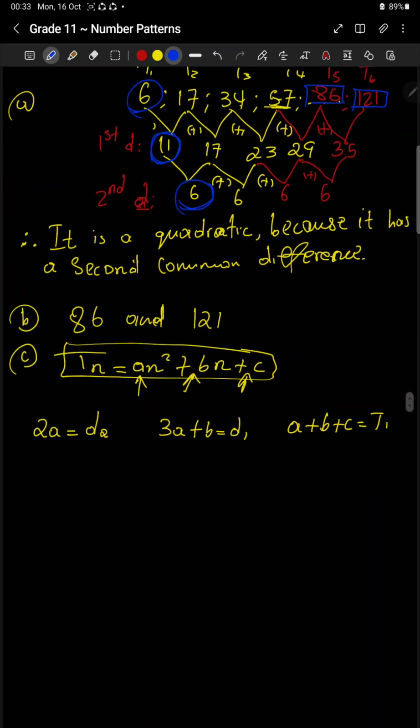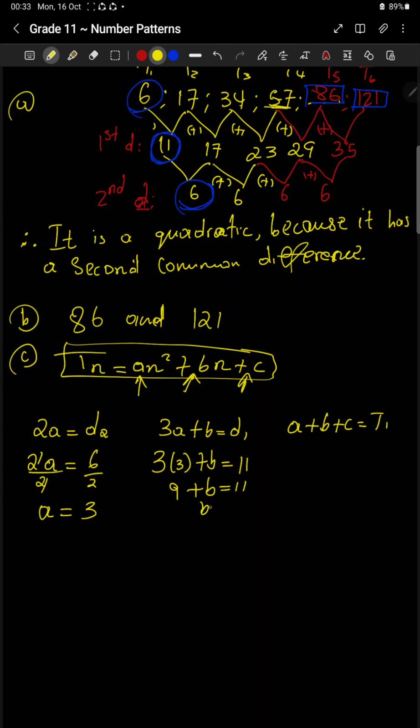Now let's go. In the place of the second difference, we're going to put 6 and we divide by 2 on both sides. So that the value of a must be 3. So we come to this one. Now that we've got a is 3, we're going to substitute the place of a here. We're going to put that 3 as well, plus b, and the first difference must be 11. So 3 times 3 is 9 plus b equal to 11. So b is equal to 11 minus 9. Therefore the answer must be 2.